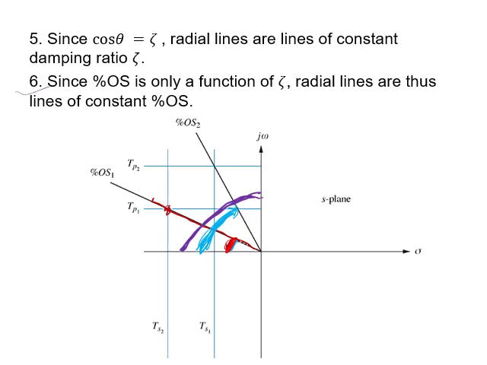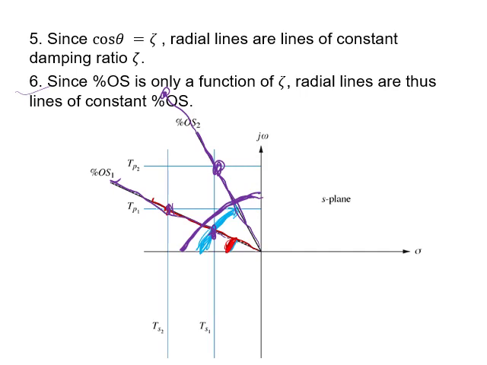The other observation here, he said, since percentage of overshoot is only a function of zeta, radial lines are thus lines of constant percentage of overshoot. So the same thing. You notice here, percentage of overshoot is affected by zeta. So if zeta is increasing, percentage of overshoot will increase. That's the point. So we have one percentage of overshoot at this location and a different percentage of overshoot at that location. What does he mean by these locations? Let's say this is the location of the pole, or maybe somebody would say this is the location of the pole and this is the other location of the pole. If I want to compare between them, let's take this one.